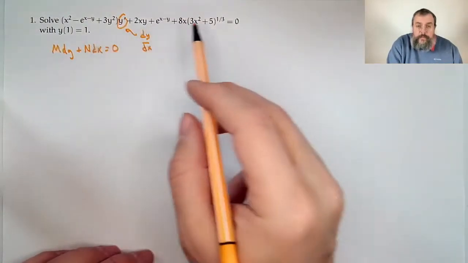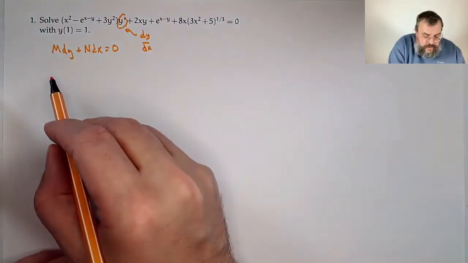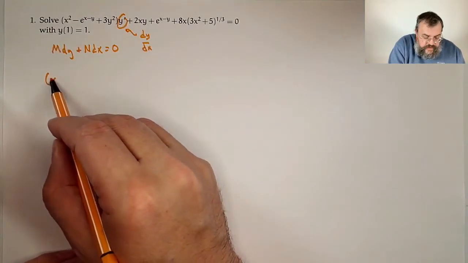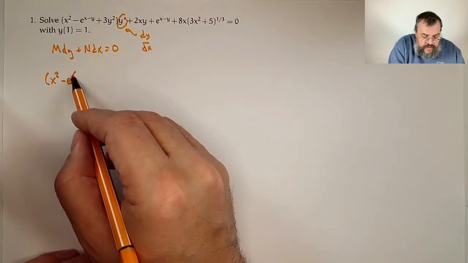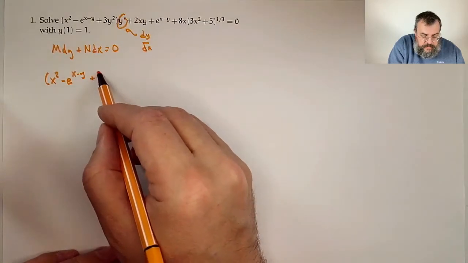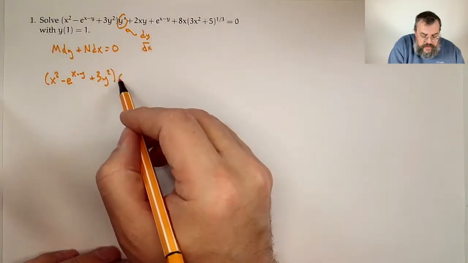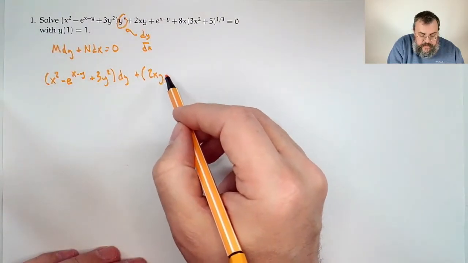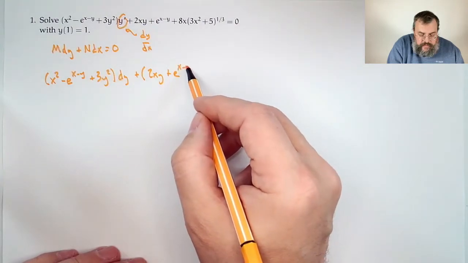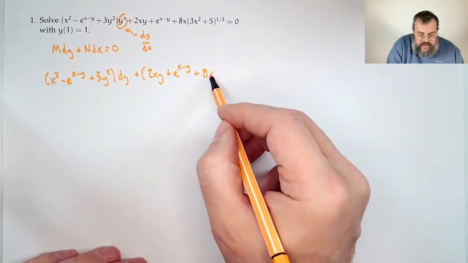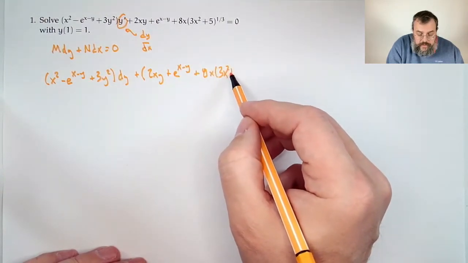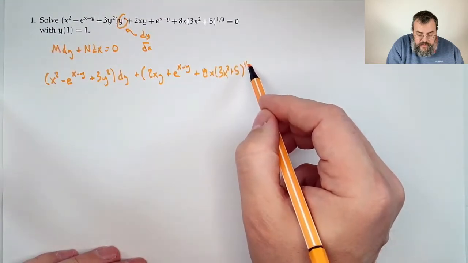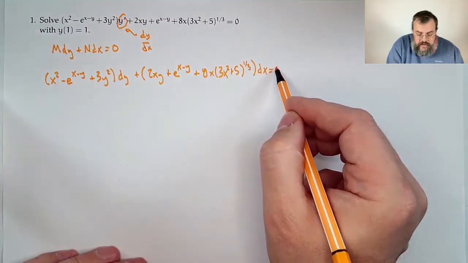So, if we imagine multiplying through by dx, we can say, okay, then this is (x squared minus e to the power x minus y plus 3y squared) dy plus, and the other part, (2xy plus e to the x minus y plus 8x)(3x squared plus 5) to the 1/3 dx equals 0.